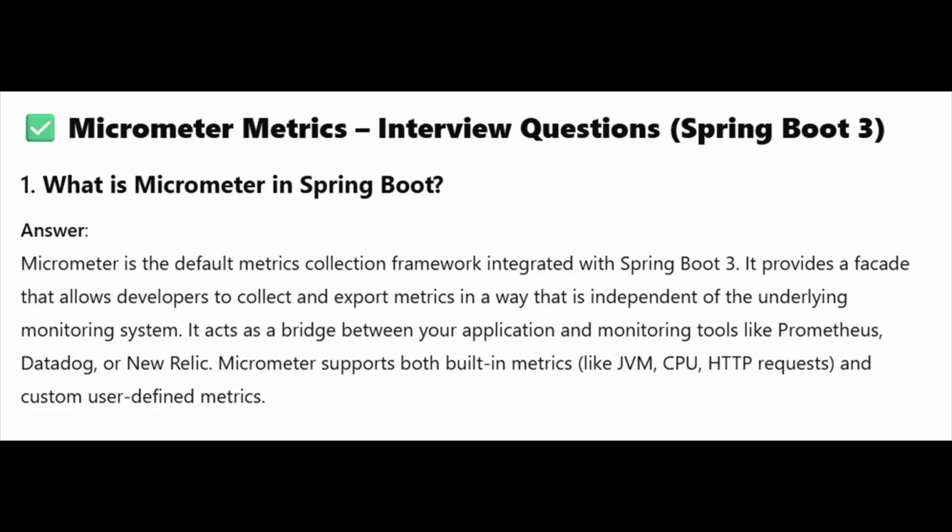1. What is Micrometer in Spring Boot? Answer. Micrometer is the default metrics collection framework integrated with Spring Boot 3. It provides a facade that allows developers to collect and export metrics in a way that is independent of the underlying monitoring system. It acts as a bridge between your application and monitoring tools like Prometheus, Datadog, or New Relic. Micrometer supports both built-in metrics like JVM, CPU, HTTP requests, and custom user-defined metrics.